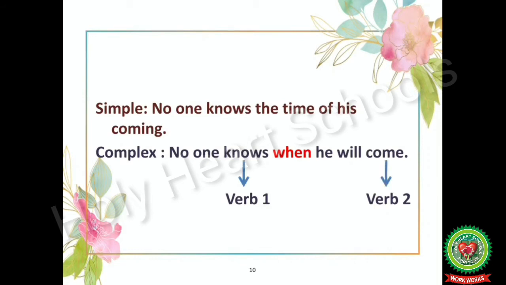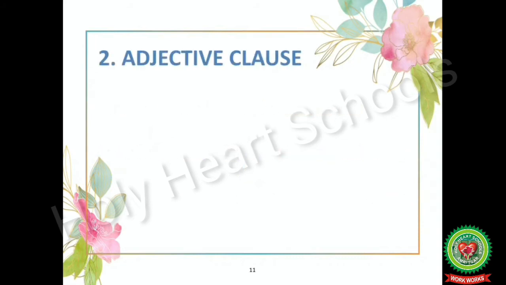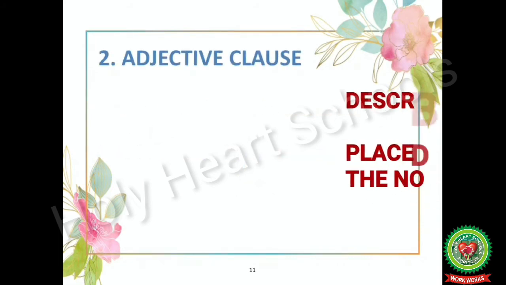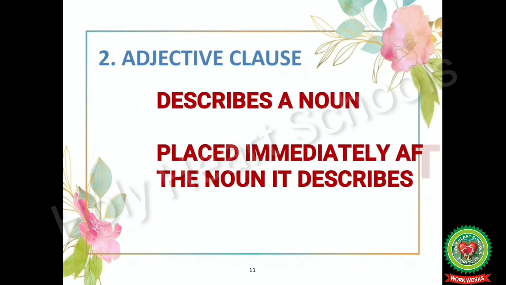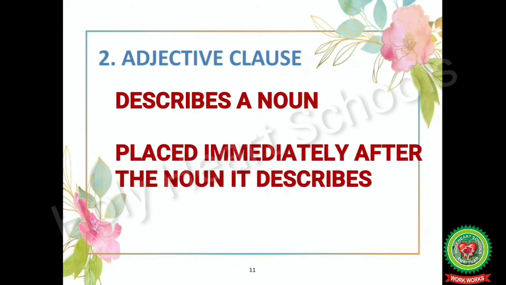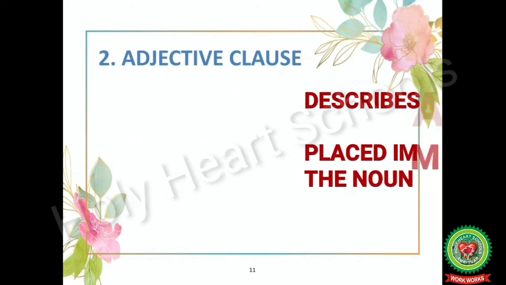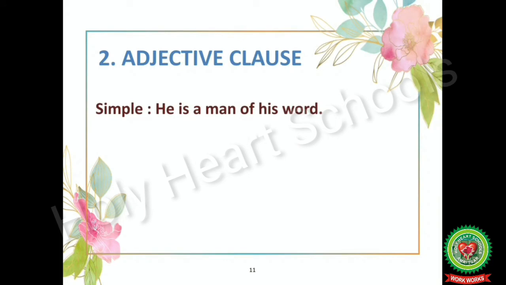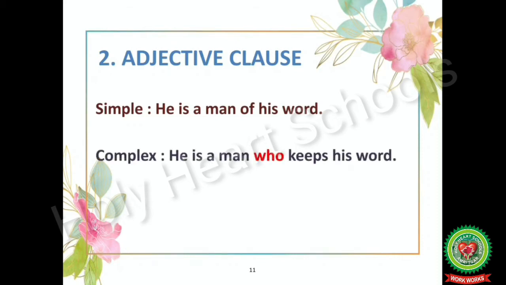Now students, next coming to adjective clause. Students, what is adjective clause? An adjective clause describes a noun and it is placed immediately after the noun it describes. Let's see example number 1. He is a man of his word. Which man is he? He is a man who keeps his word.